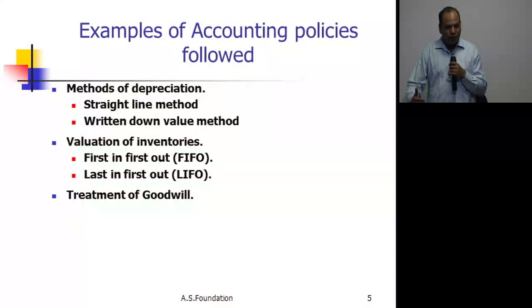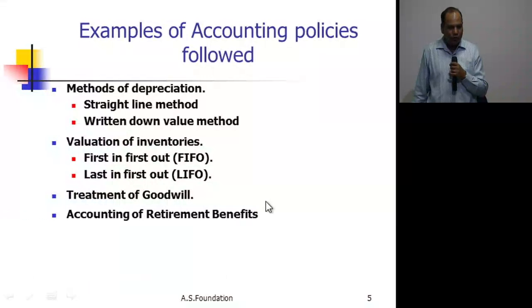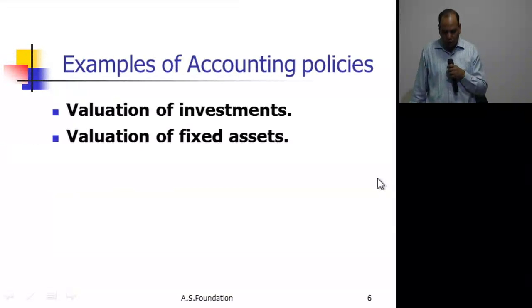Treatment of goodwill: how should goodwill be amortized, whether over 3 years or 5 years. How to do accounting of retirement benefit. These are some examples.